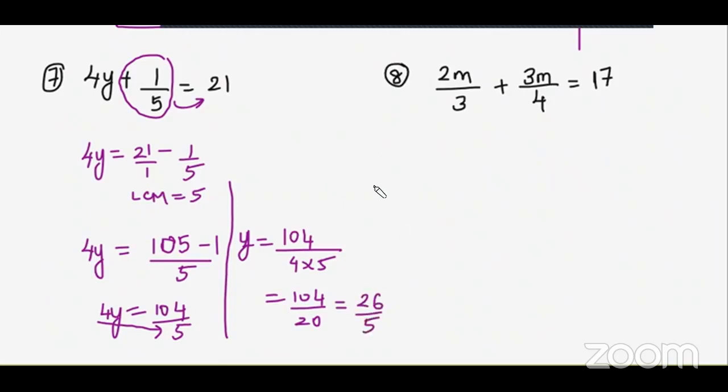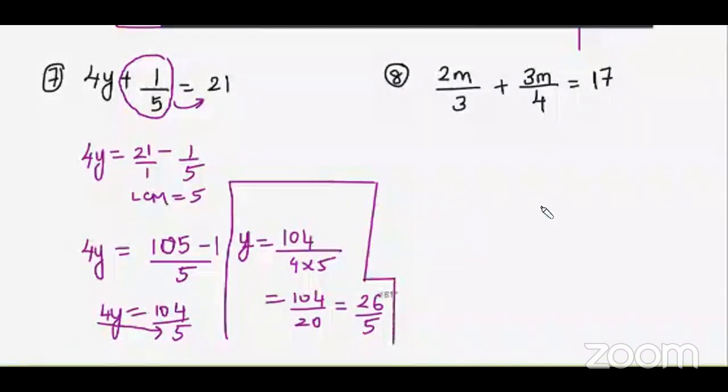Okay, I'm going to start writing from there. Clear? Now, if you look at the next question, it's completely different from what we did. It's 2m upon 3 plus 3m upon 4. We have two different denominators. So first we have to find the LCM, make it a common denominator, and then solve it. Okay?